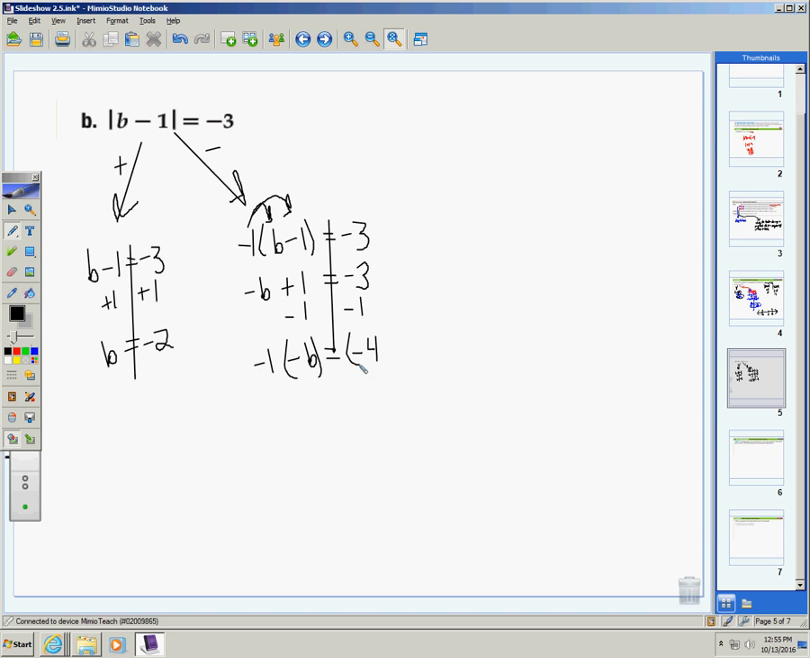Last thing we need to do is just put these on a number line, negative 2 and 4, and then I just put my points above them. And that's all we have to do. Pretty easy as long as we remember how to get my positive and my negative equations. The equations themselves are pretty simple to solve.